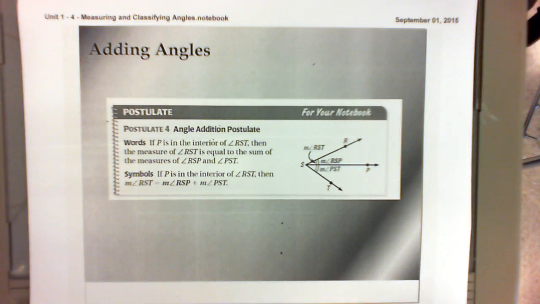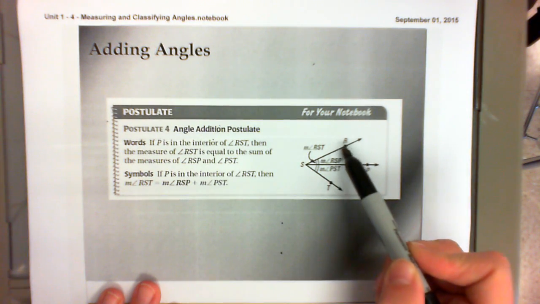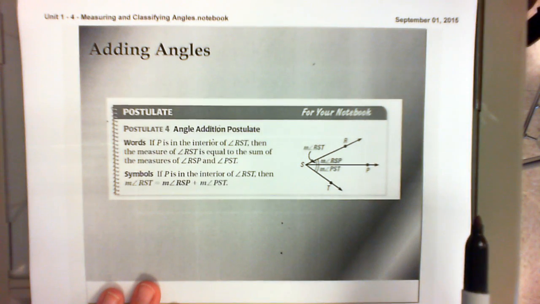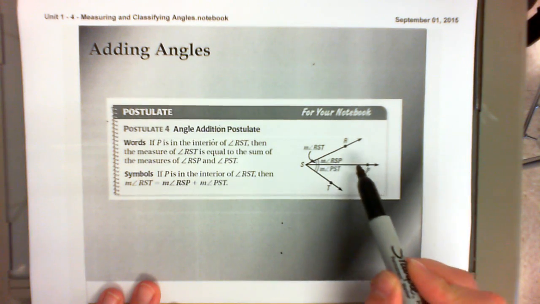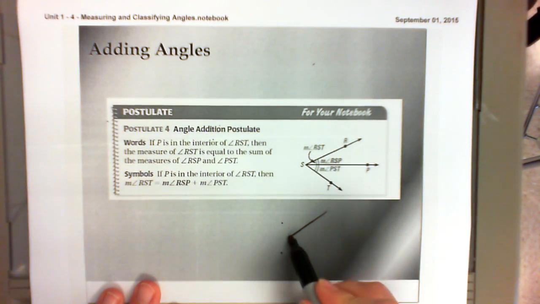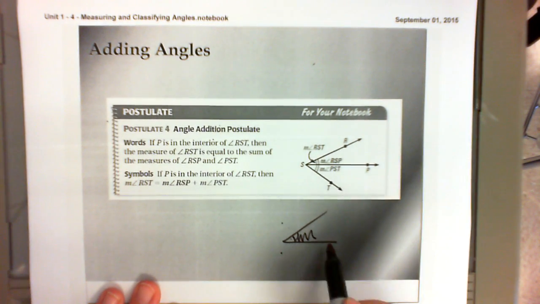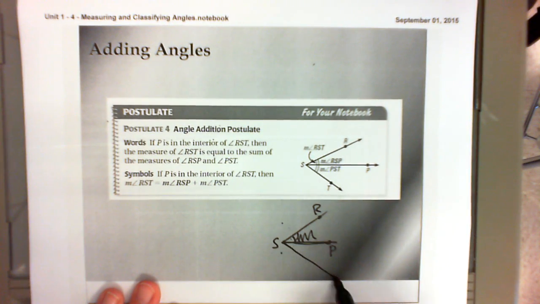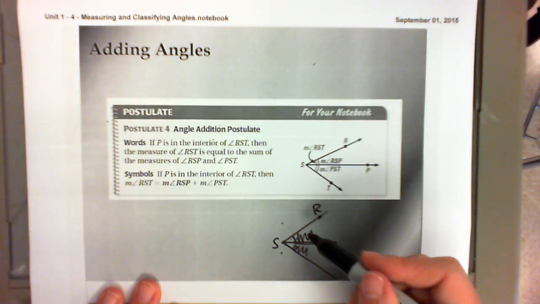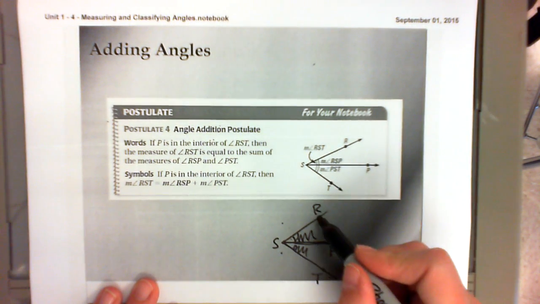Postulate number 4 is called the angle addition postulate. The angle addition postulate means add angles together. So if they are put together, they're being added together. So in this diagram here, we've got angle RST. So I go from R to S to T. That whole big angle is also made up of two smaller adjacent angles, RSP and PST. So RSP is this inner part here, and PST is this inner part here. So we have two acute angles that make the bigger RST.